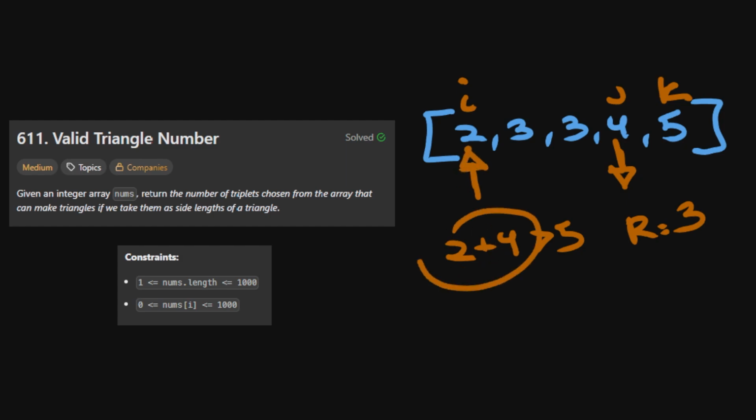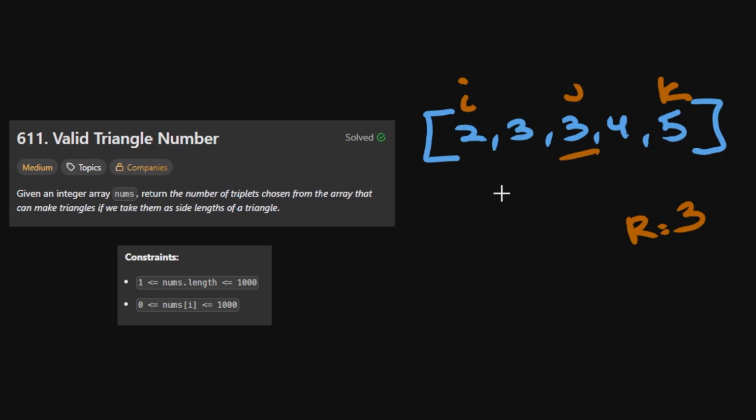So we have already tried this, and this was a successful case. From this, we got 3 triangles. So now we want to try to get more triangles with this i. So we can move j one step to the left. So now j is here and we are checking if 2 plus 3 is greater than 5.